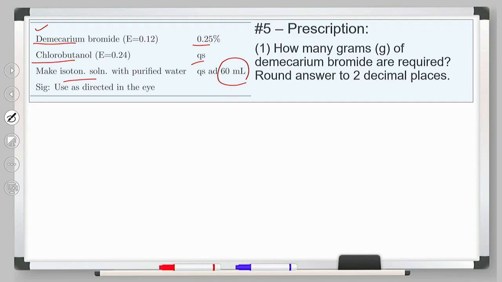So in this case, the first thing you now need to know that we didn't do with the sulfacetamide is the actual weight of your active ingredient. How many grams? I'll give you a second to do this. I'm looking at the time here. I've got a little bit of time. How many grams of the dimercurium bromide do I need to make this volume have that concentration?